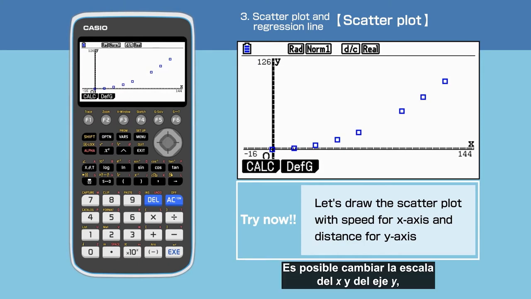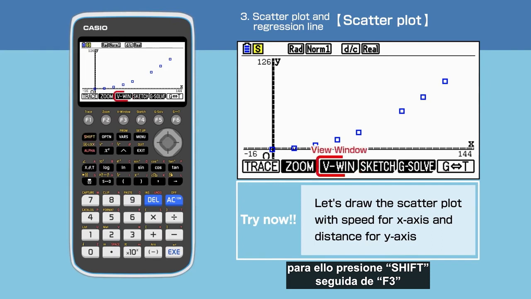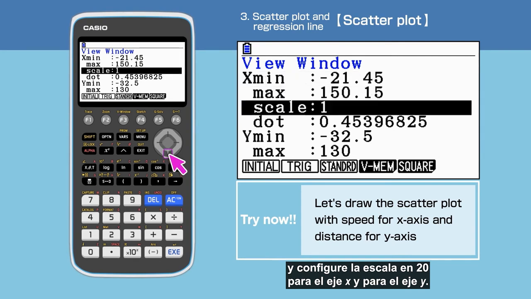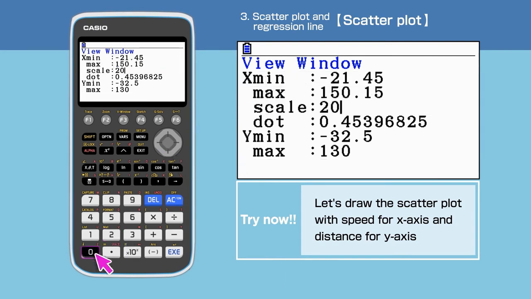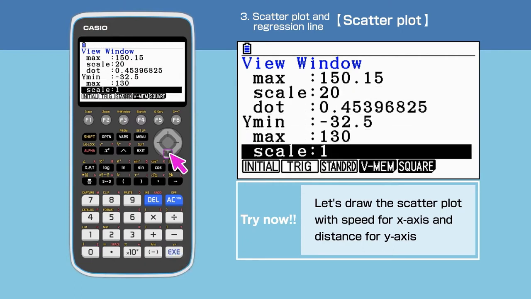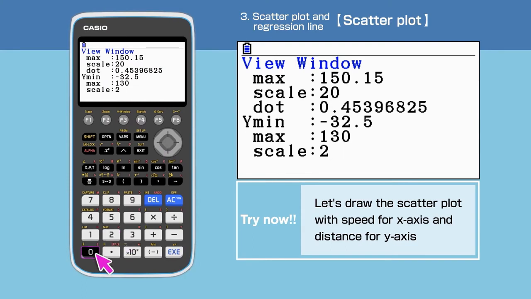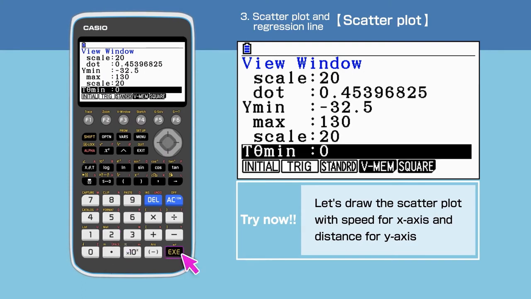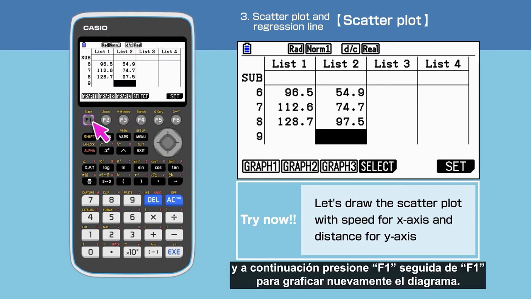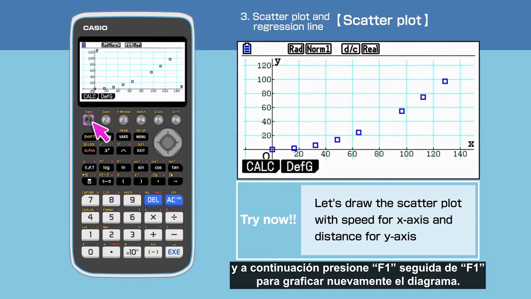It is possible to change the scale of the x and y axes. To do this, press Shift, then F3, View Window, and change the scale to 20 for both the x and y axes. Press Exit to close the view window, then press F1, then F1 to redraw the graph.